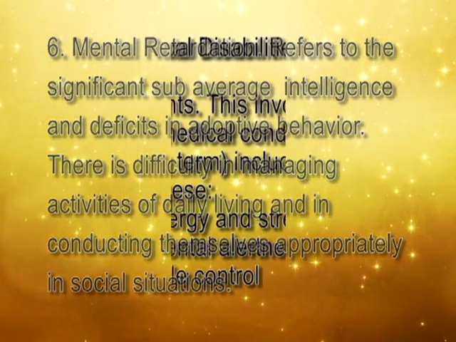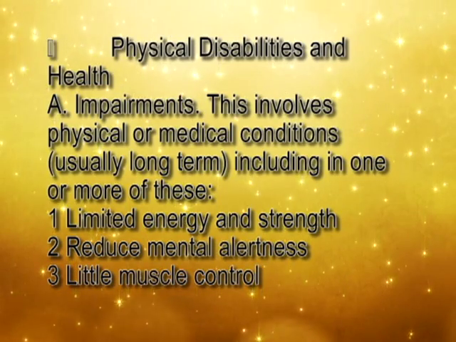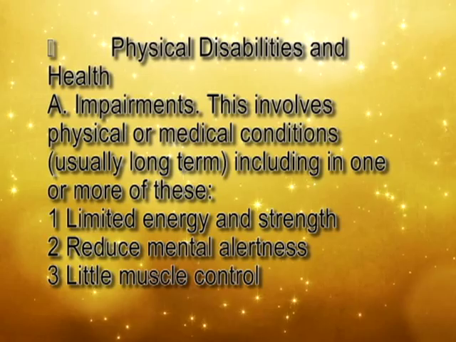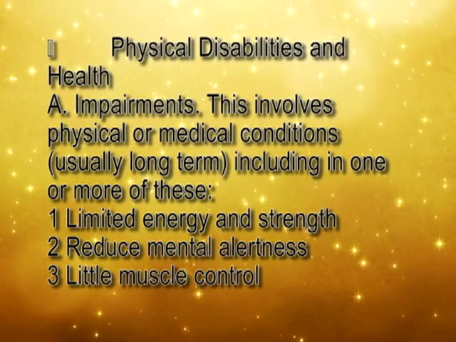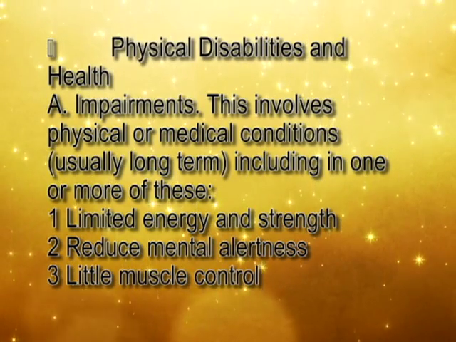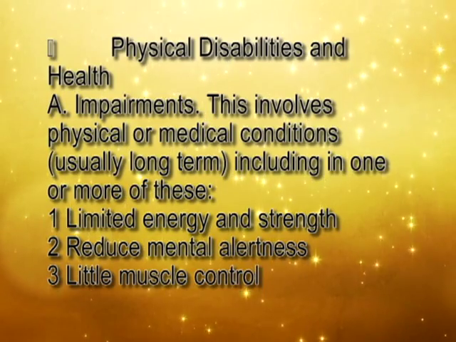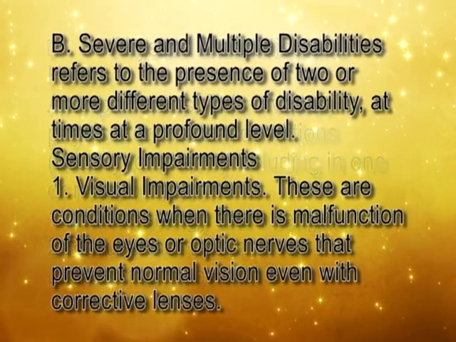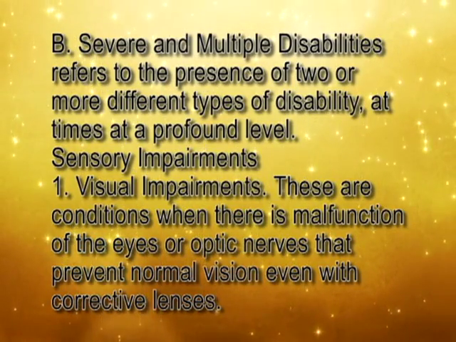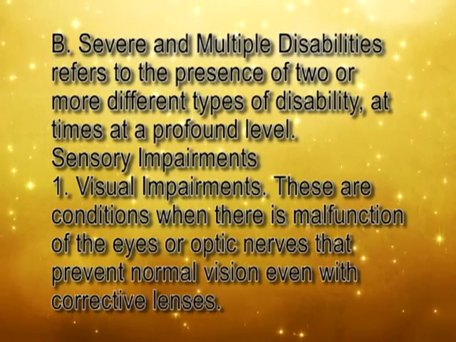Physical disabilities and health impairments. This involves physical or medical conditions, including one or more of these: limited energy and strength, reduced mental alertness, and little muscle control. Severe and multiple disabilities. It refers to the presence of two or more different types of disability, at times at a profound level.